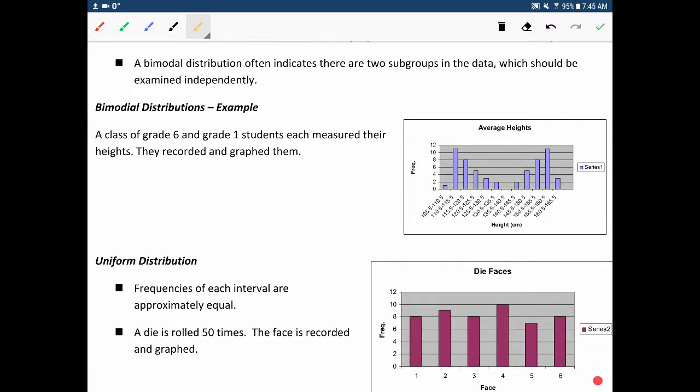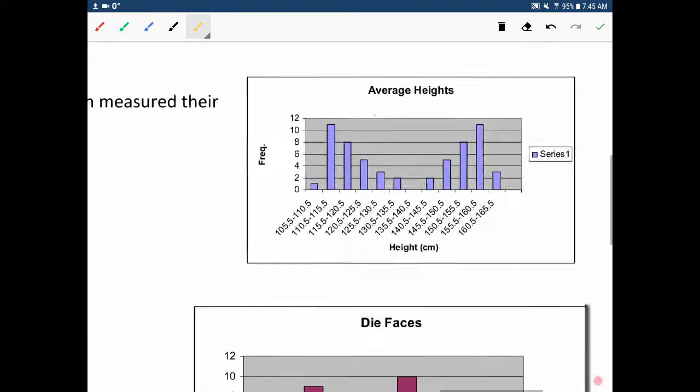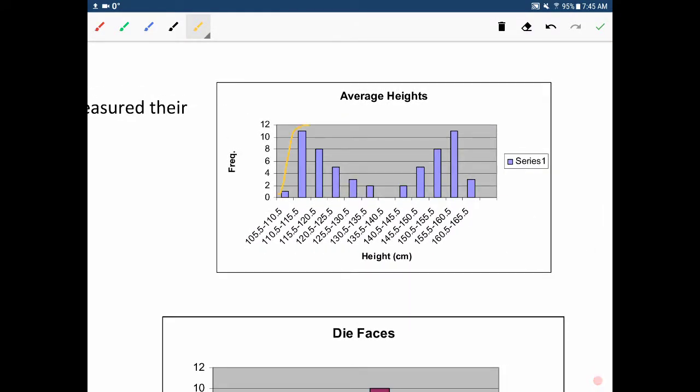Okay, so an example here is if we've got a class of grade 6 and kindergarten students, and we measure each of their heights and record and graph them. Again, we get a bar graph instead of a histogram, but the idea here is you've got two peaks, okay? This is obviously the kindergarten kids. This is obviously the grade 6 kids. So we actually have two sets of data.